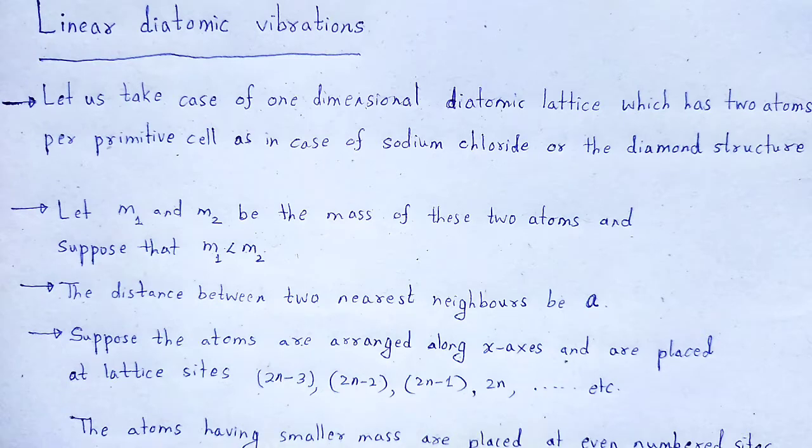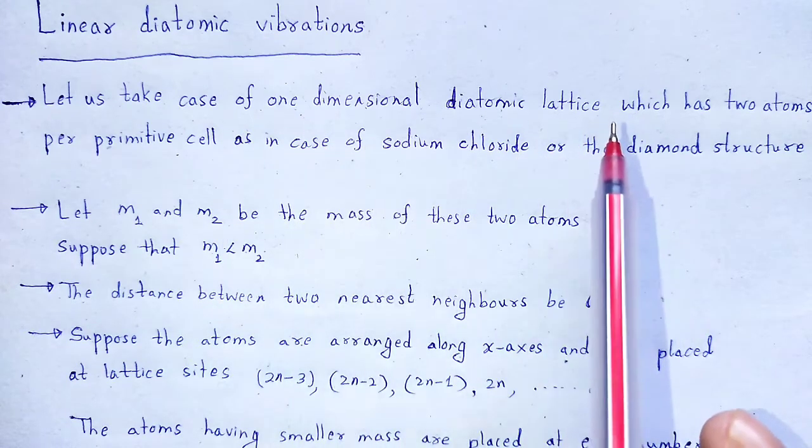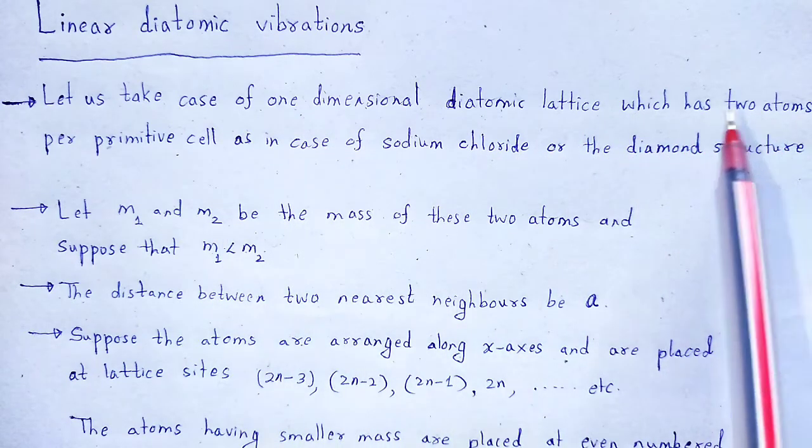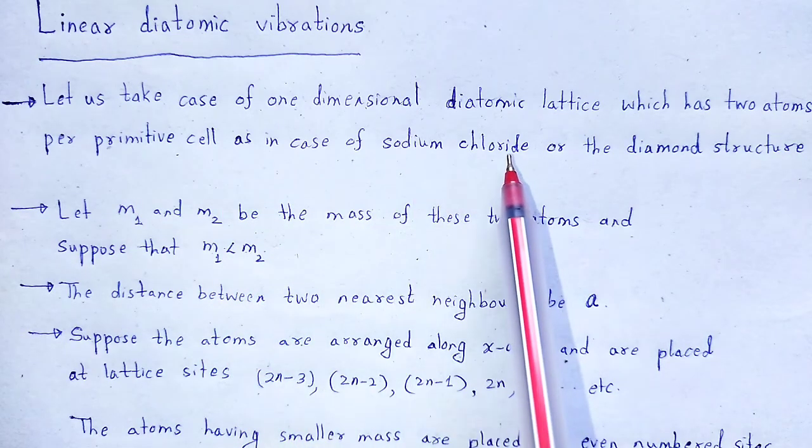But here we have to choose a combination of two atoms that are present inside the primitive basis throughout the crystal. Therefore, it is named diatomic. Let us take the case of a one dimensional diatomic lattice which has two atoms per primitive cell. Let an example be sodium chloride.